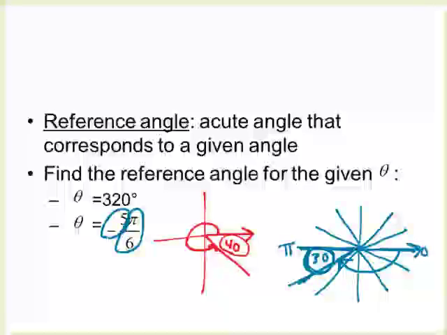Pi over 6 is going to be very important to us. We're going to graph a lot of pi over 6s. Okay, the numerator will change, but that denominator of 6 is going to be something that we graph frequently.